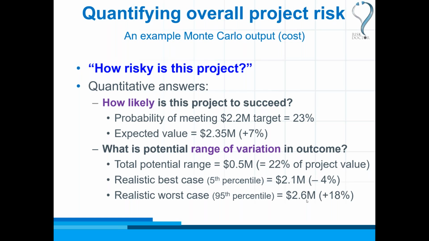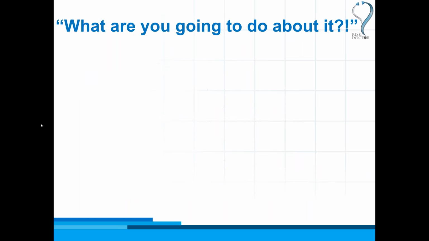Now we're beginning to give our project sponsor some real numbers, some real quantitative answers to his question, how risky is the project? And the answer is quite risky. We have a small chance of succeeding and quite a lot of potential variation in the budget, in the cost outcome. Oh dear. Which leads us really to the next question. What are you going to do about it?